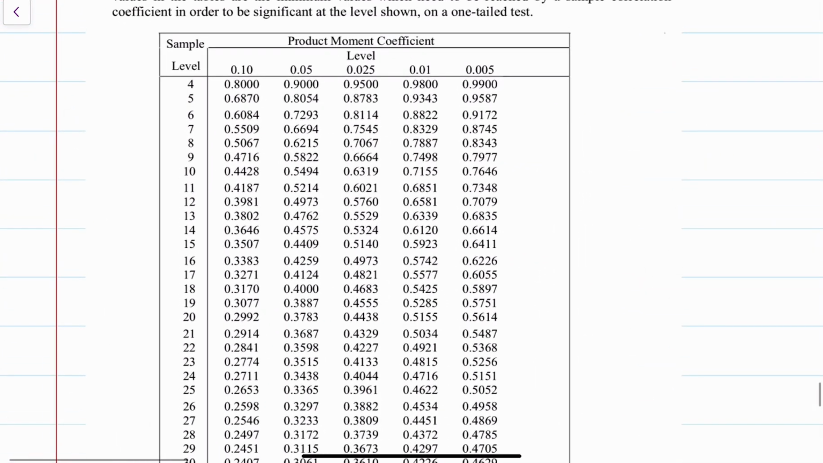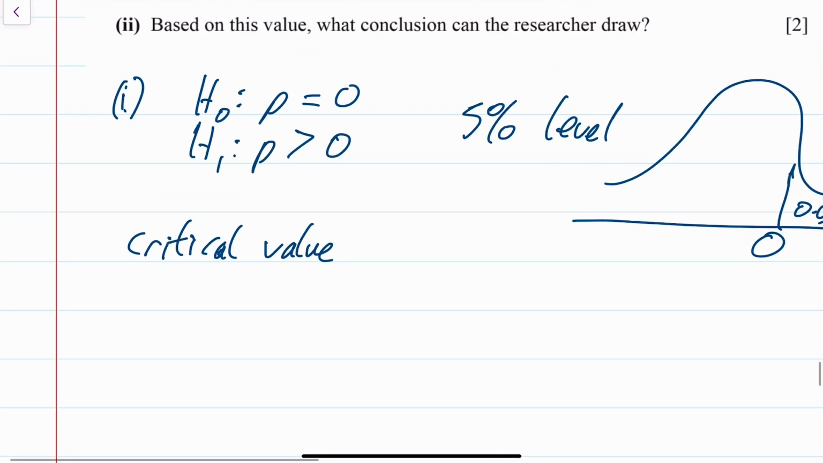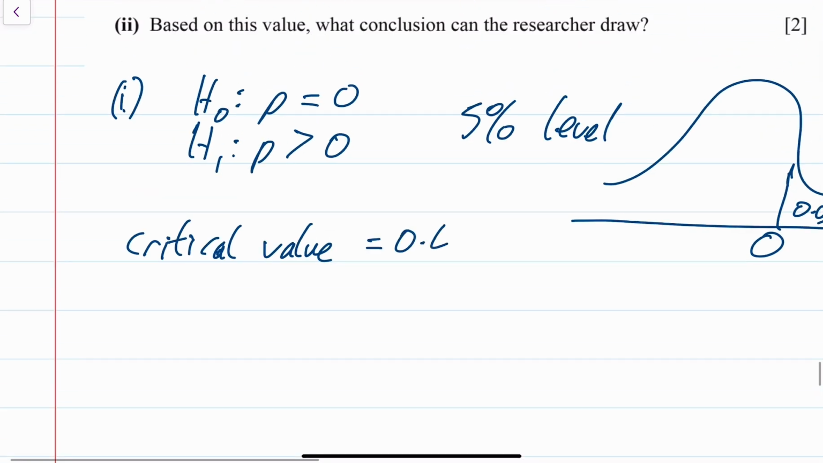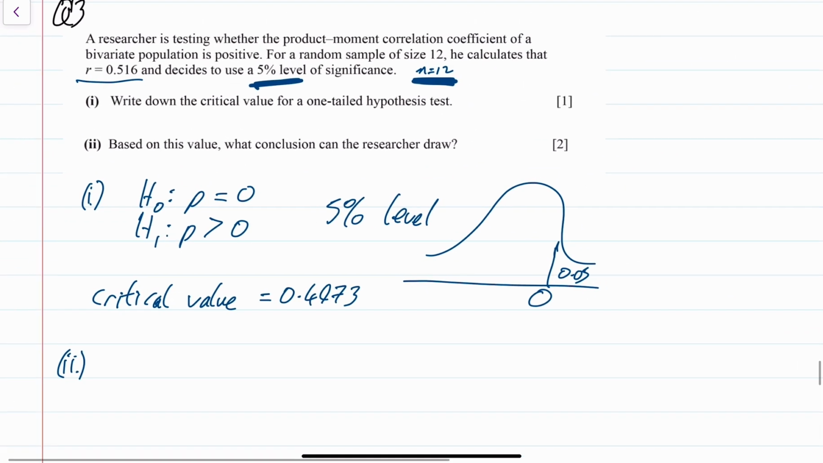Right, 5% is here, and 12 is here, and it is just where those 2 things meet. And you can see that is where they're going to meet. If I just went down to there, that is where they're going to meet, and it is 0.4973. 0.4973 is my value. So critical value is equal to 0.4973. Part 2 then says, based on this value, what conclusion can the researcher draw? So I'm going to mark in my critical value then, which is 0.4973.